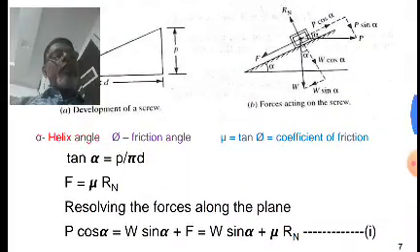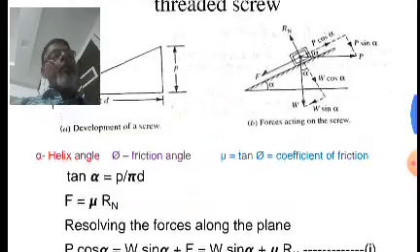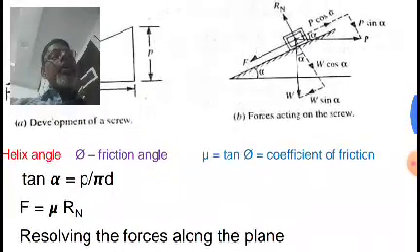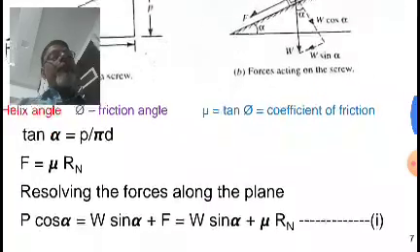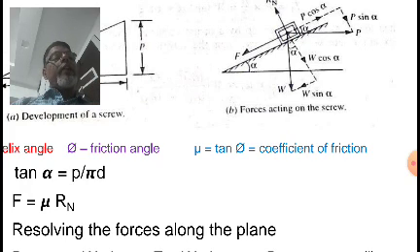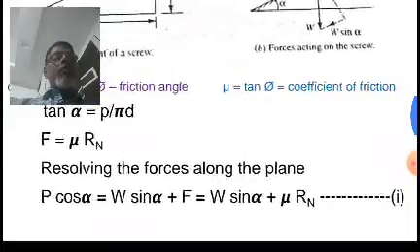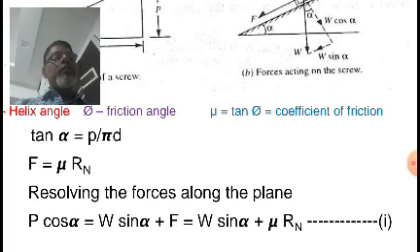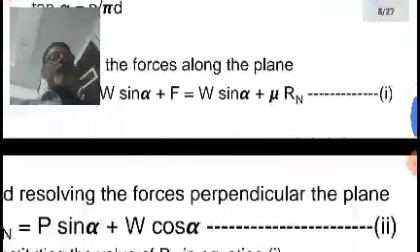Now if you resolve these forces along the plane, you can see here in this diagram, P cos alpha is in the upward direction, parallel to the inclined plane, and in the downward direction parallel to the inclined plane are F and W sin alpha. So P cos alpha is equal to W sin alpha plus F, and F is the frictional force, so mu into Rn. So you can substitute here, and you will get W sin alpha plus mu into Rn. Suppose this is equation 1.